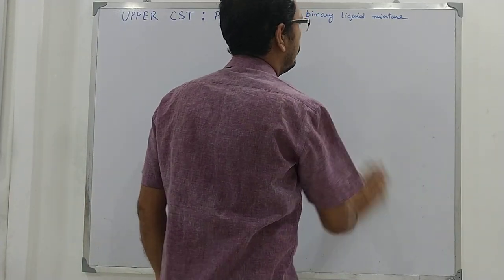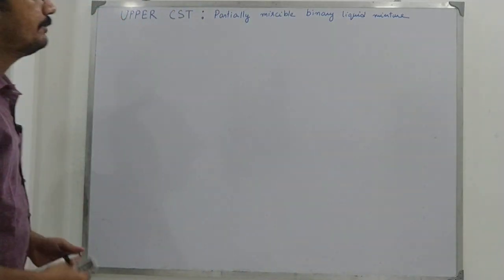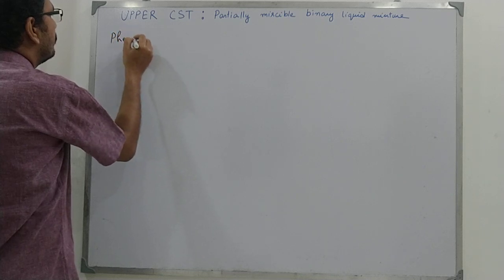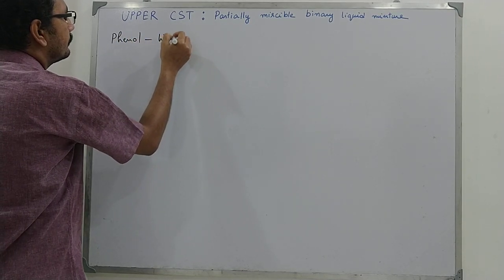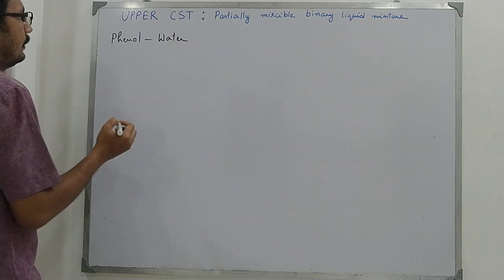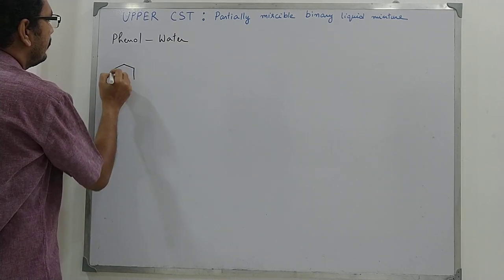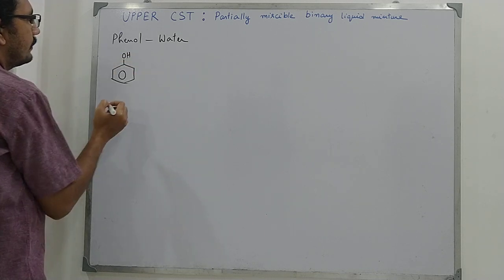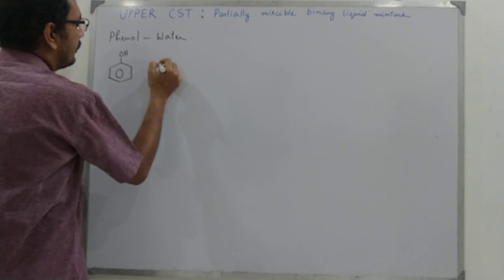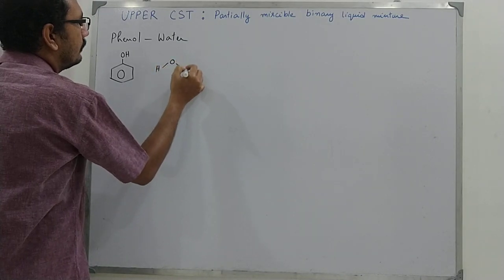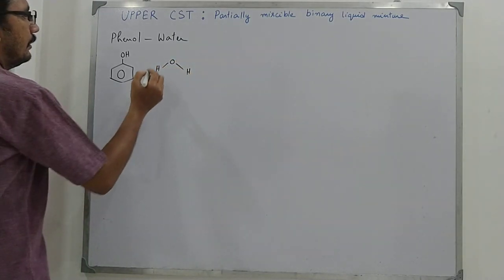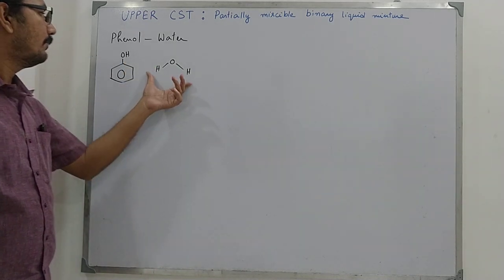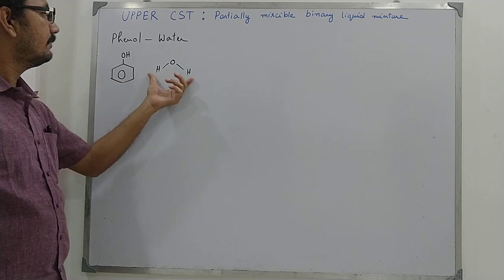Now the most popular binary liquid mixture is the phenol water system. Phenol looks like this. It has a benzene ring and a hydroxy group, and water is like this. So there is a high possibility to form a hydrogen bond between phenol and water.